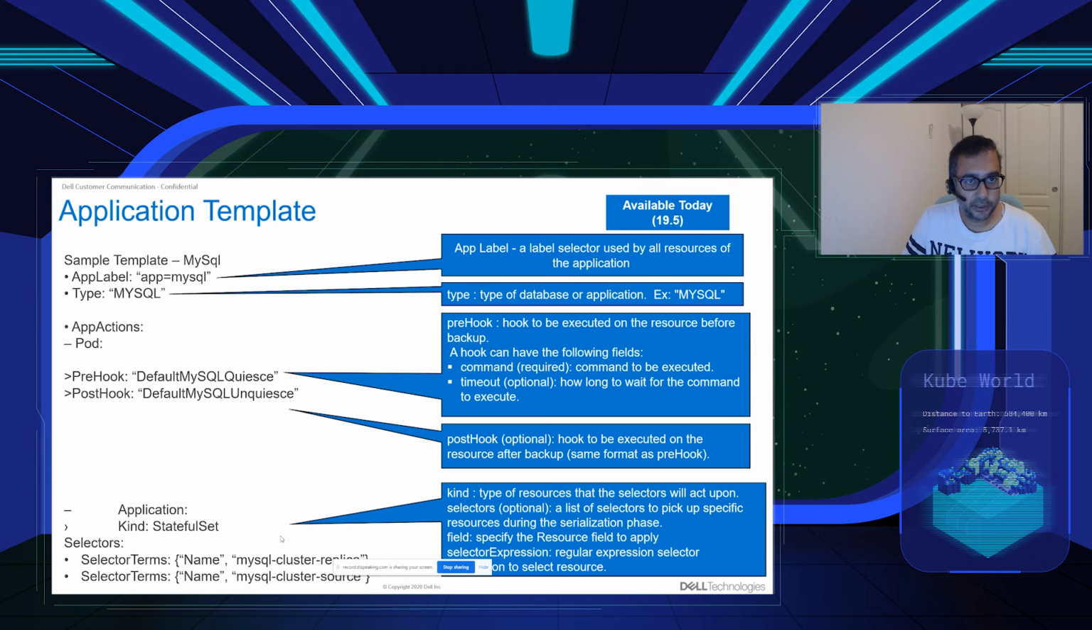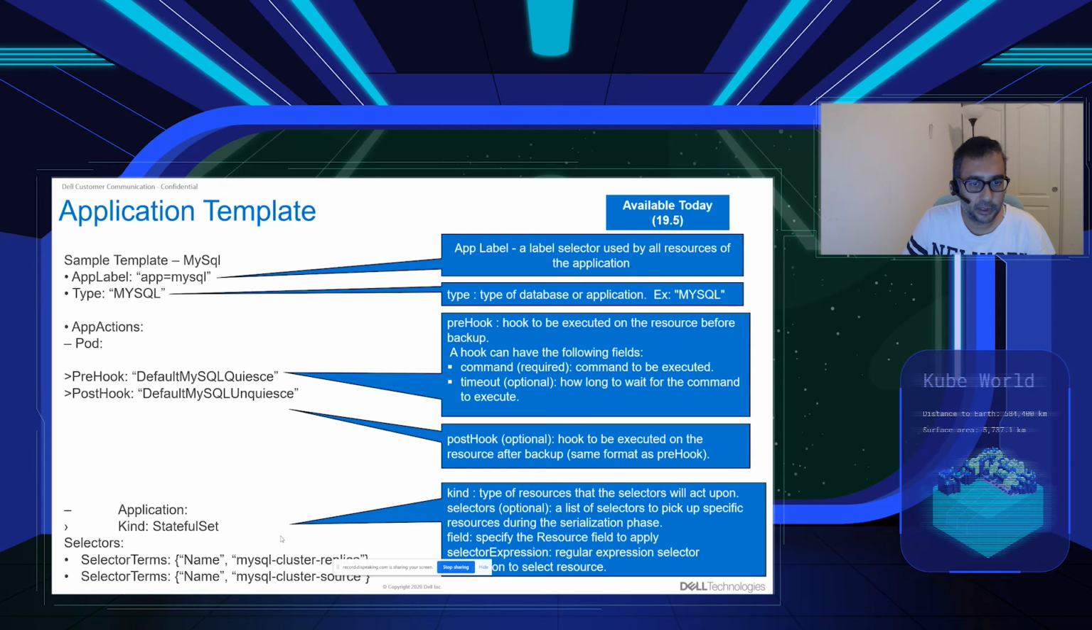So here's how an application template looks. Sample one, for example, this is MySQL. You define the application label, the type, and you specify the labels. So it will look for app equal to MySQL, and that's the standard way in Kubernetes YAML. You define that app, and then you go ahead and execute the pre-hooks and the post-hooks.